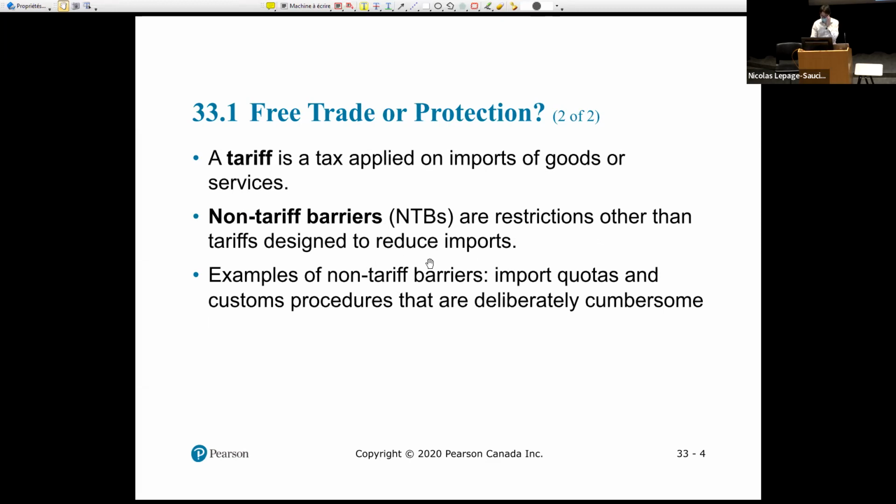Anything like a quota, where you say you cannot import more than a certain quantity, import quotas, customs procedures that are deliberately cumbersome. It depends on which product it is. Some products are super complicated to import, and for others it's very, very easy. Sometimes you don't want some product, but you cannot impose a tariff because you have signed a treaty that says you cannot impose it. So that's a good way to go around it: you make life miserable for people who want to import stuff.